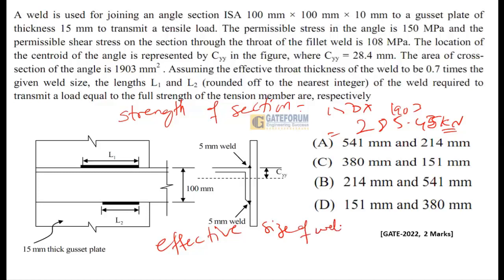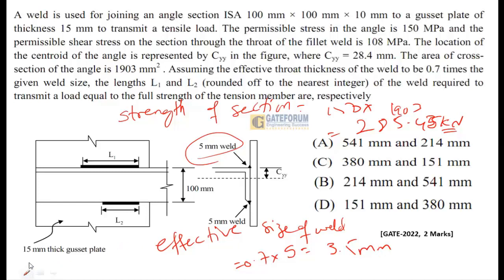Effective size of weld: the effective size is 0.7 times the weld size. The weld size is 5 mm, given in the figure, you can see here. So 0.7 into 5 is 3.5 mm. Okay, please note up to here.